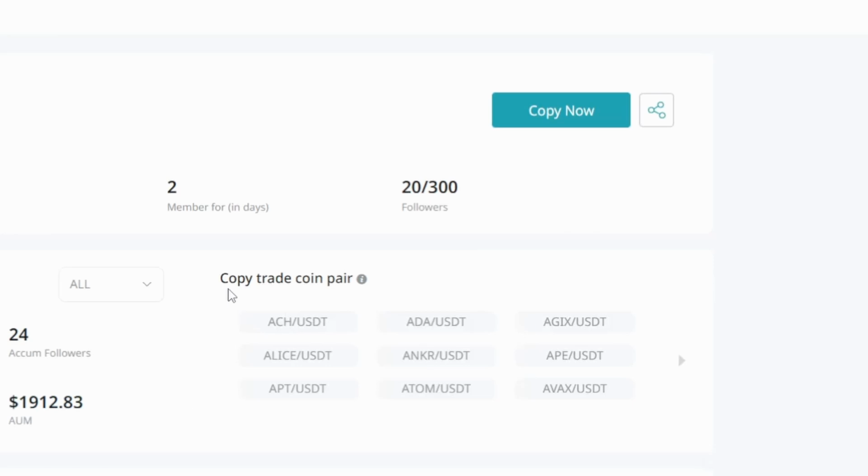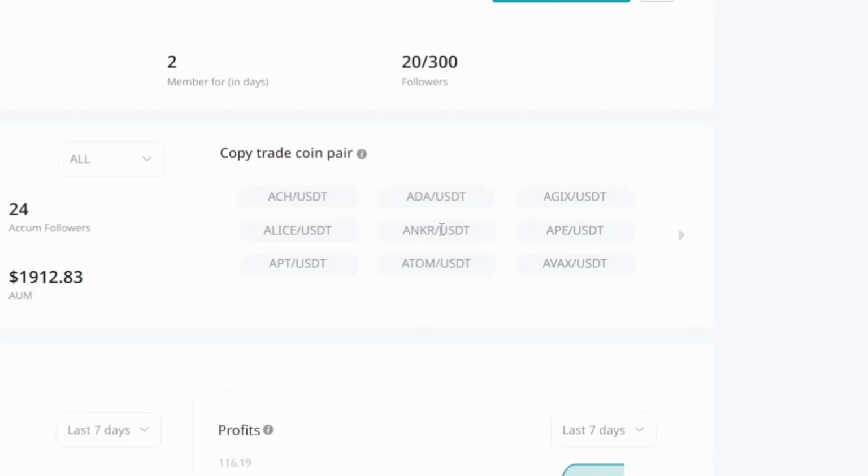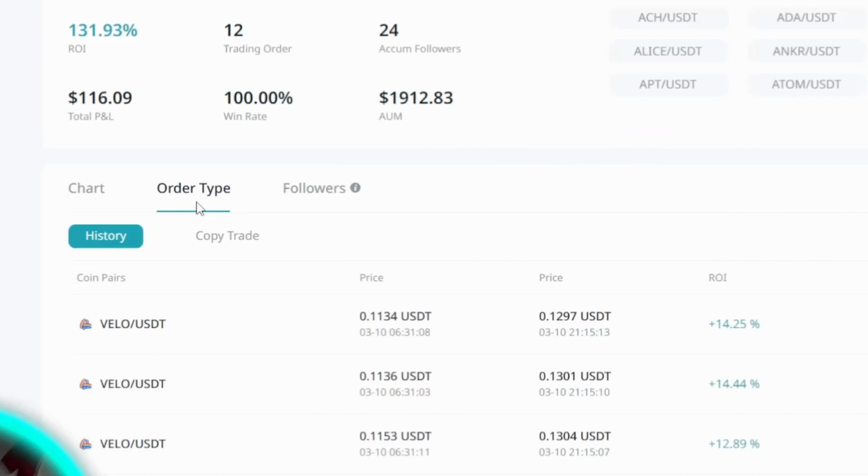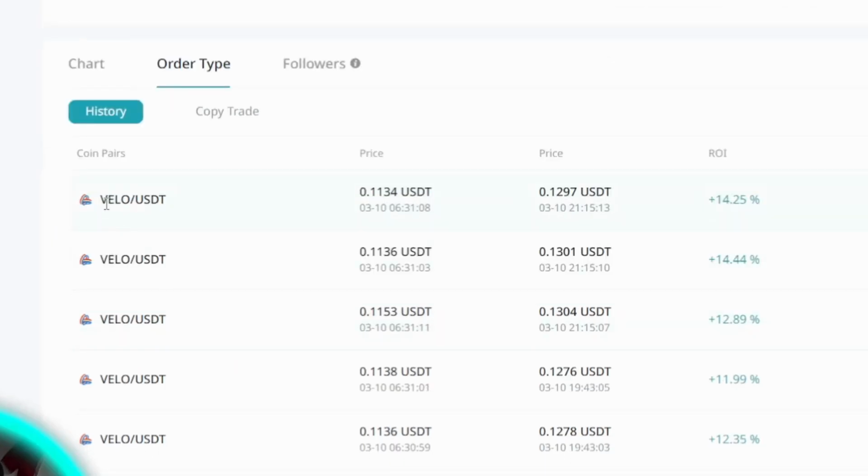Now over here it also shows copy trade coin pair. This shows all the different pairings or coins that Irelia in this case is trading. You can go over here and look at order type. It will show a history of the different trades that they've made. Most recently here you can see they've been trading this coin Velo. The price was at 0.1134. Then they closed the trade at 0.1297, so that was a long of around 14%.